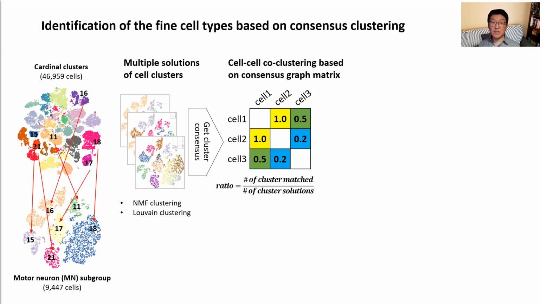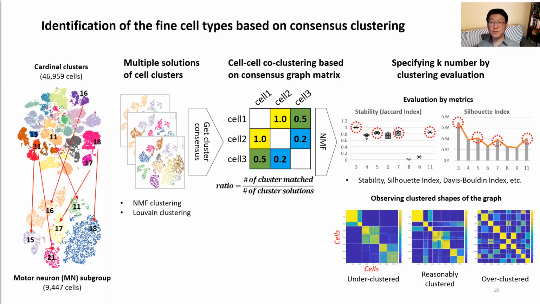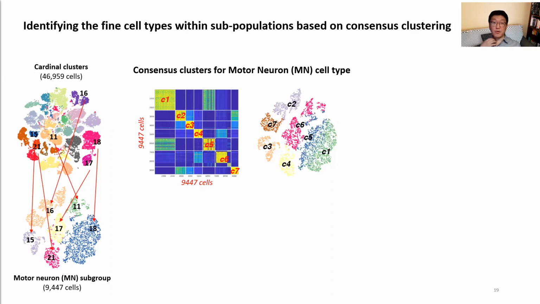And once we have this symmetric consensus matrix, we apply the NMF clustering once again to find the best clustering structure. So here, again, we apply the range of K values and pick the best based on the evaluation metrics such as stability or silhouette index and the tendency of the clustered consensus matrix to exhibit a block diagonal structure. I'm going to depict this approach with the motor neuron example.